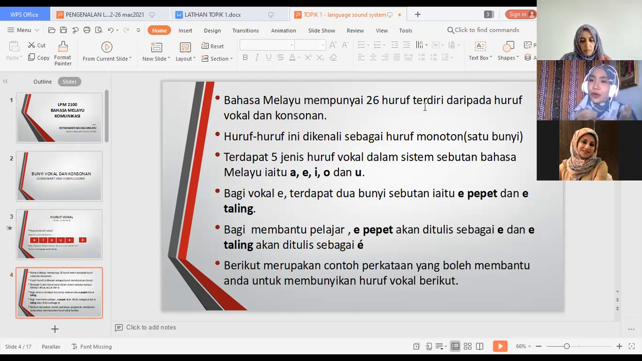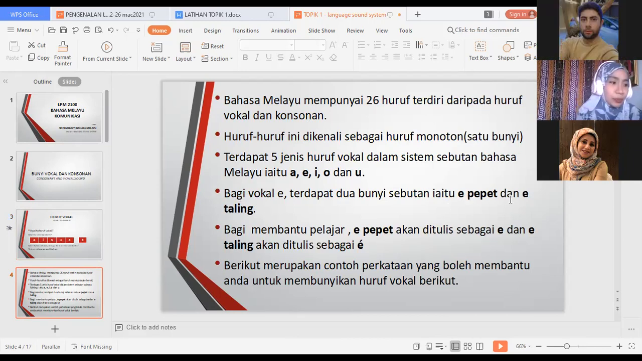Bahasa Melayu, I mean the Malay language, has 26 characters, a combination of vowels and consonants. All of the vowels and consonants are monotone, satu bunyi, one sound only. They have five vowels, A, E, I, O, U, and the balance are consonants. In Bahasa Melayu, they have two E.